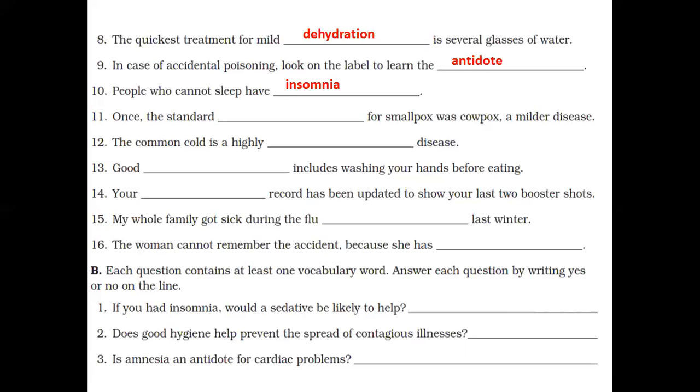Now, next is, once the standard dash for smallpox was cowpox, a milder disease. Now, a cowpox was kind of, you can say, vaccination or treatment that was given. Okay, so it is inoculation. Sorry, it is inoculation. No, not contagious. It is inoculation. So the standard kind of vaccination for smallpox was cowpox, a milder disease. Once, we're talking about the past.